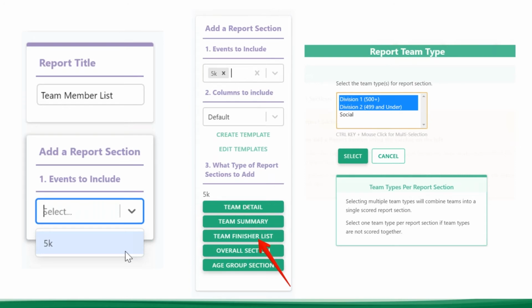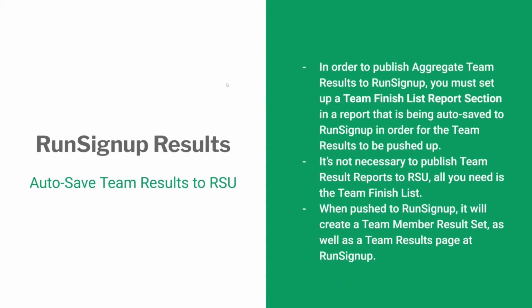When you click one of the team reports, you'll be able to decide which team types should be included in this report section. And remember that the way we do this is if you decide to select more than one team type here, we're assuming that you want them combined for scoring. If you want to show them separately, just go ahead and select whatever report you're doing, team summary, and then click the division 1, add the report section, and then add another report section with division 2 selected. So it's pretty flexible. You can either combine or show separately. And I will walk you through that a little bit when we dive into the app further in just a minute.